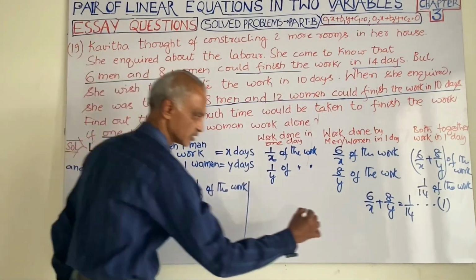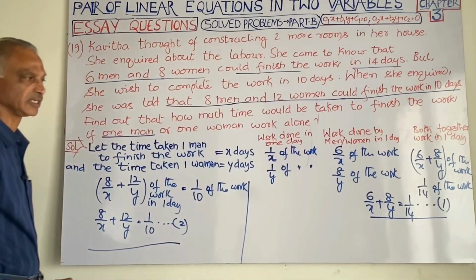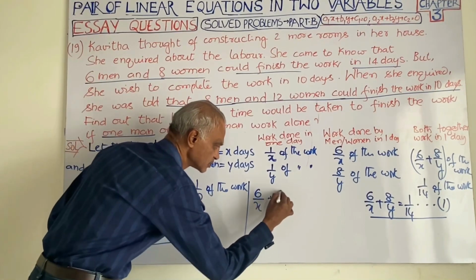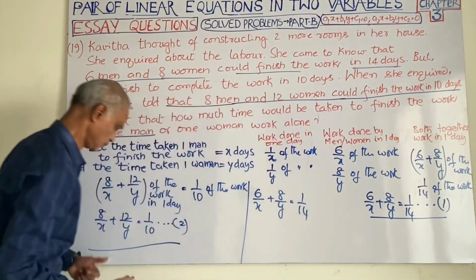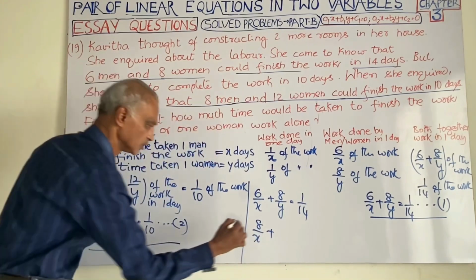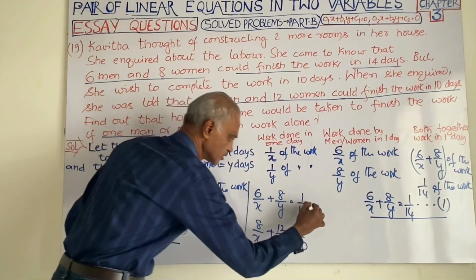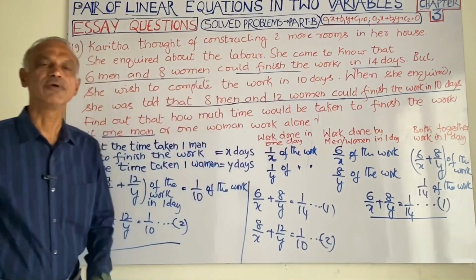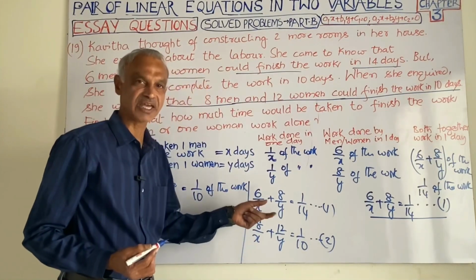We have two equations, a pair of linear equations. I will write both together: 6 by x plus 8 by y is equal to 1 by 14, and another equation, 8 by x plus 12 by y is equal to 1 by 10. This is equation 1 and this is equation 2. We have to solve these two equations and find the values of x and y.